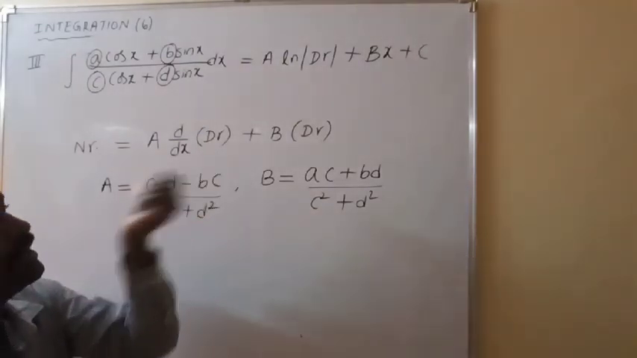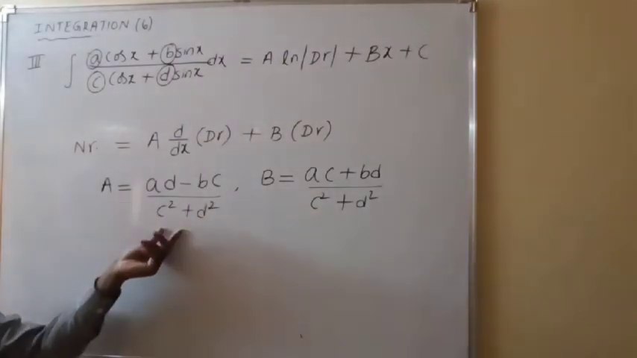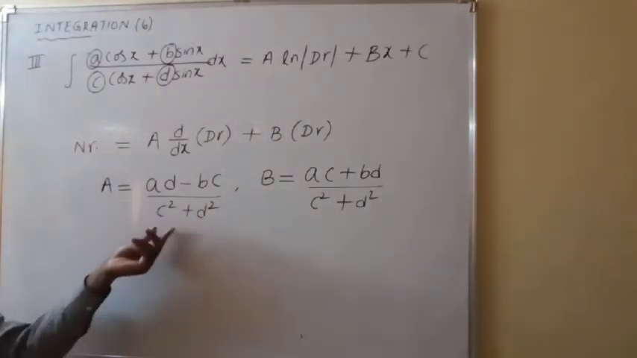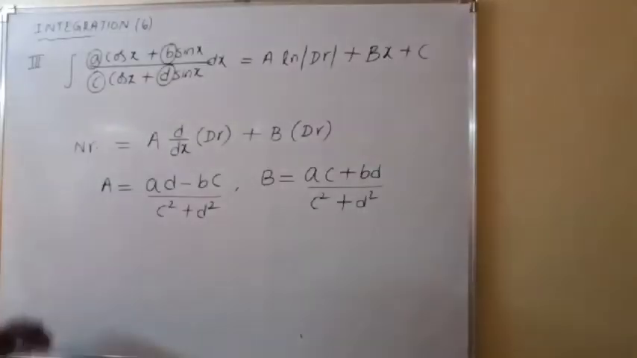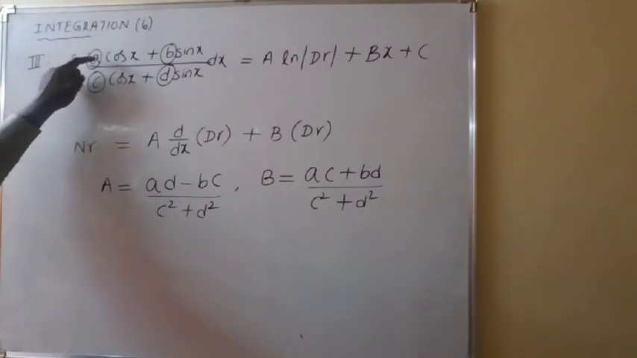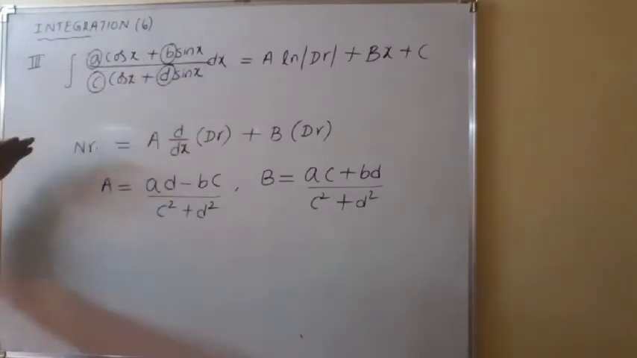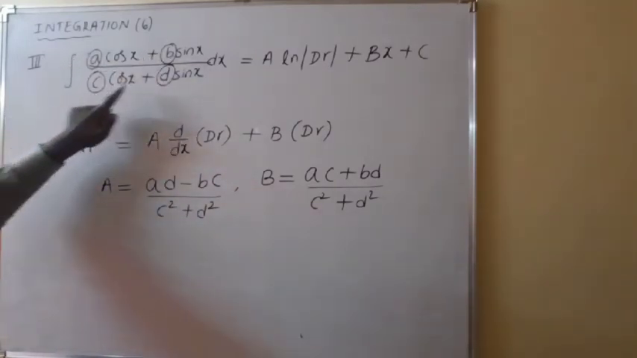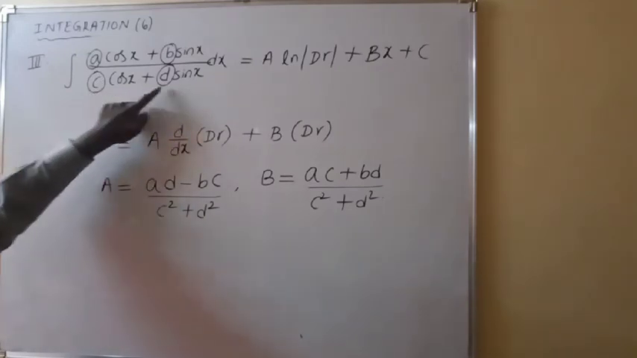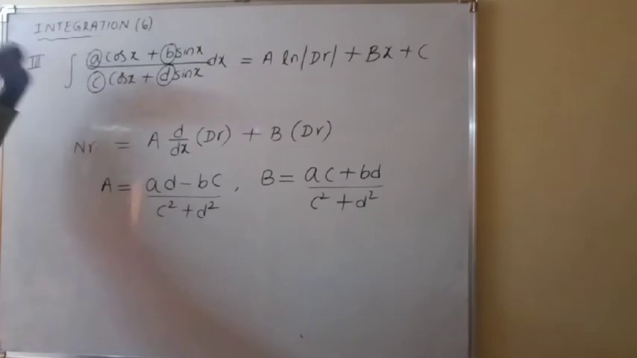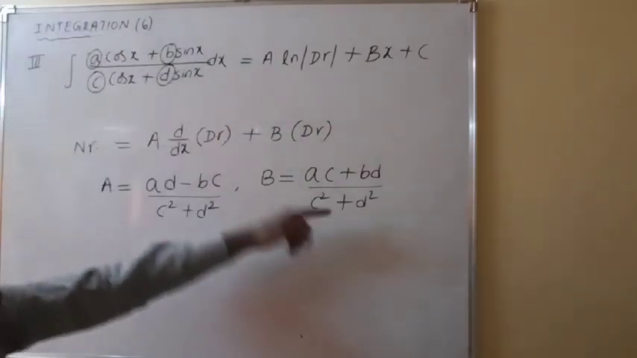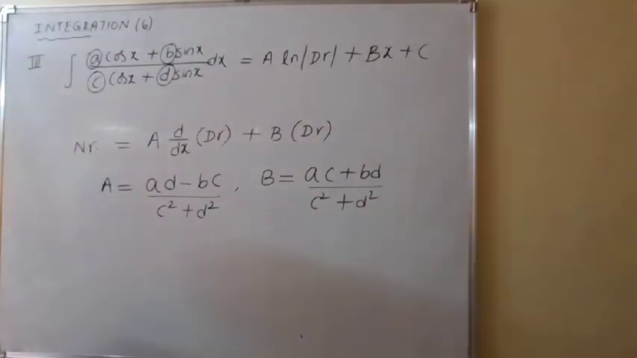How to find capital A and capital B values? These are the shortcuts. So this is the capital A value and this is the capital B value. To get capital A value, cross multiplication, numerator AD minus BC, divided by the sum of the squares of the denominator coefficients, that is C square plus D square. For B, it is AC plus BD divided by C square plus D square.